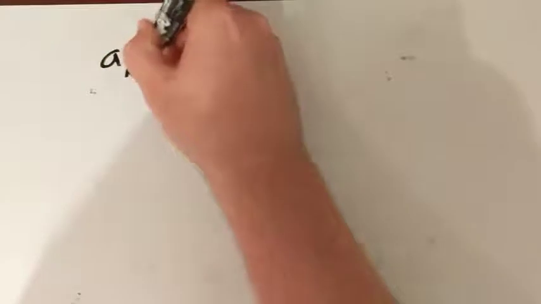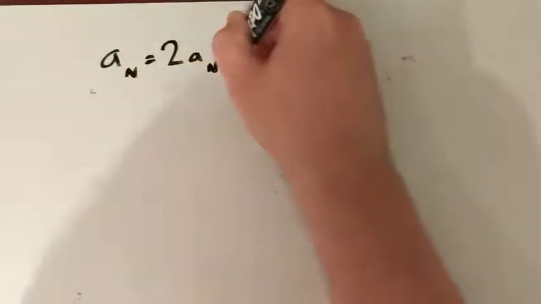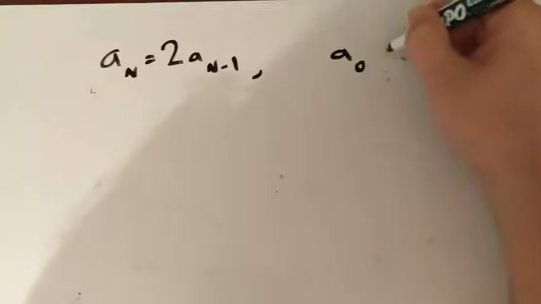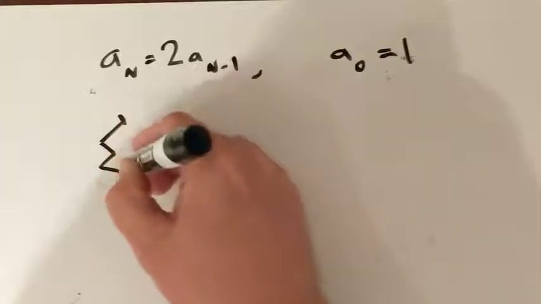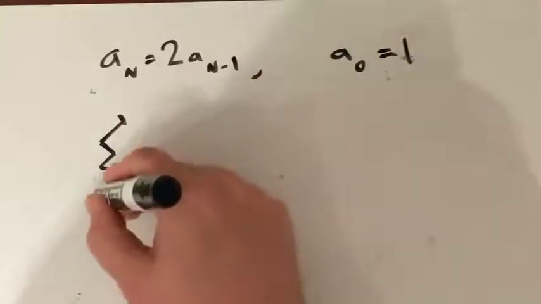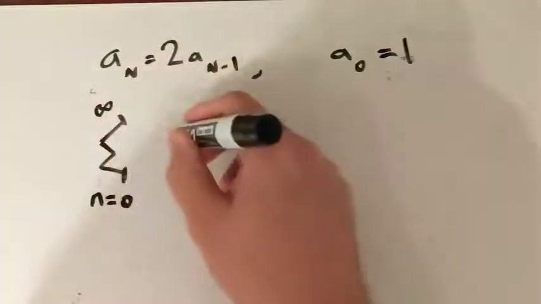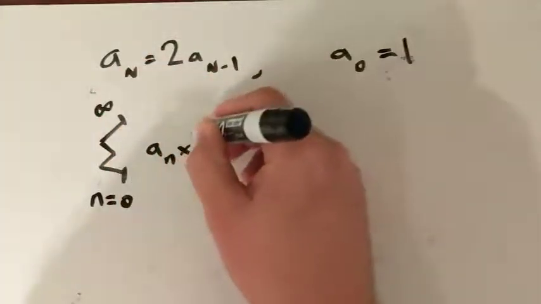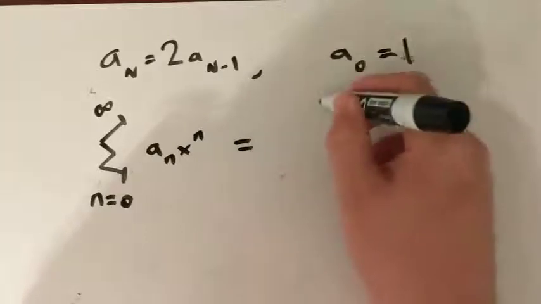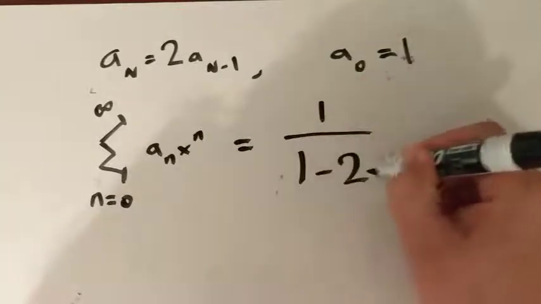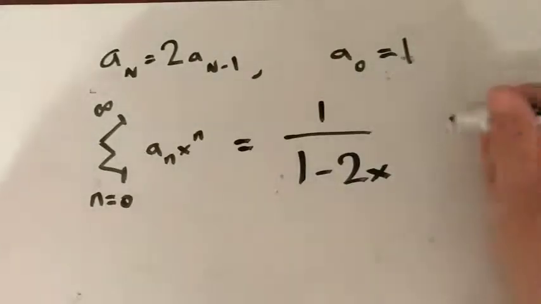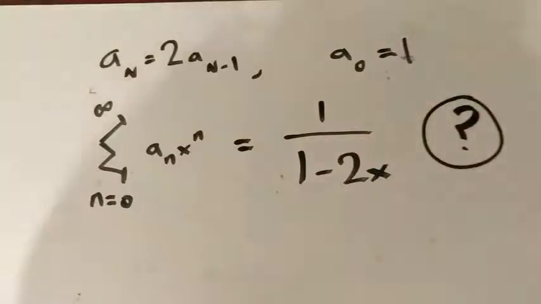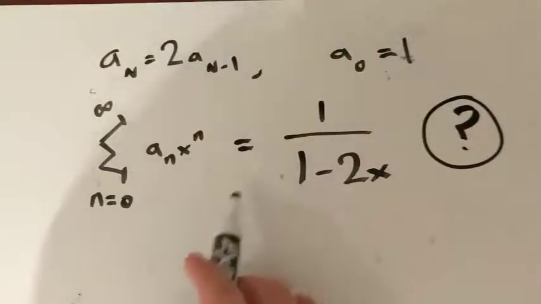Okay, so a minute ago we looked at the recurrence a sub n equals 2 a sub n minus 1, where a sub 0 was equal to 1. And what we figured out was the generating function for this, which had the form the sum from n equals 0 to infinity a sub n x to the n equals 1 over 1 minus 2x. So now, how did that help us?